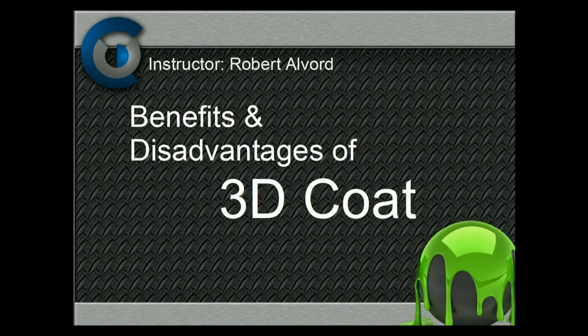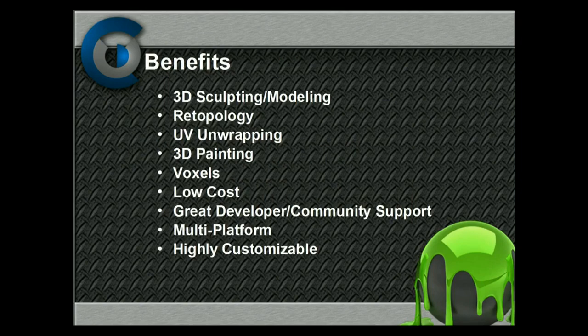Before delving too deeply into what 3D Code is and getting familiar with it, I want to discuss the benefits and disadvantages. There are many benefits to using 3D Code. It's a 3D digital sculpting program to do organic and hard surface shapes, much like ZBrush, Mudbox, or Sculptris, but you don't have to worry about the underlying topology or geometry as you sculpt.